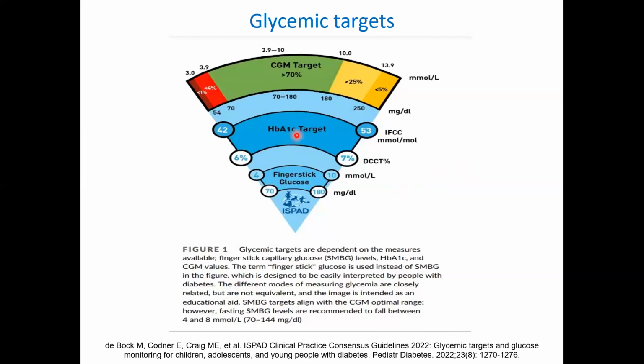And then for hemoglobin A1C, the recommended target for a child with diabetes is between 6 and 7%. And this target is recommended for all patients, regardless of their age.